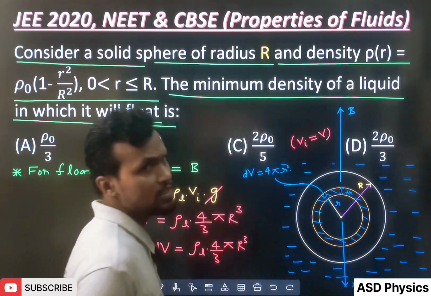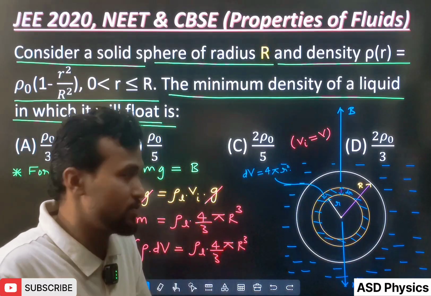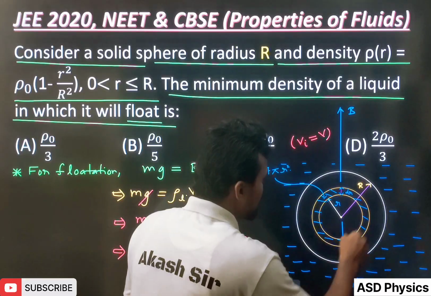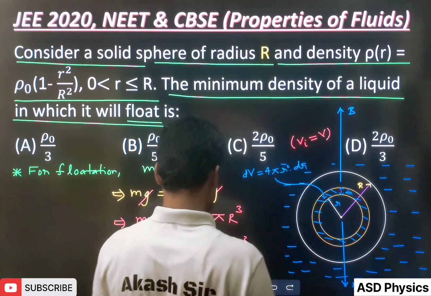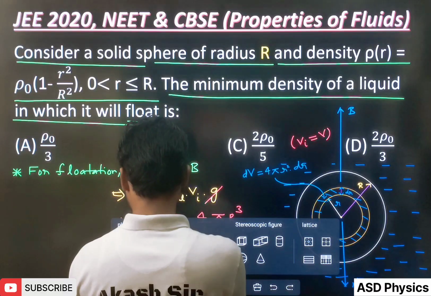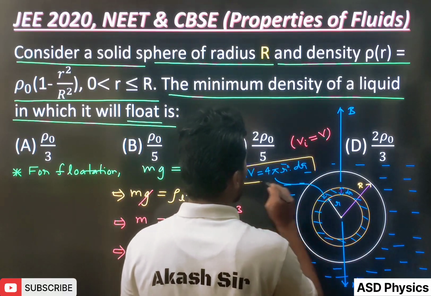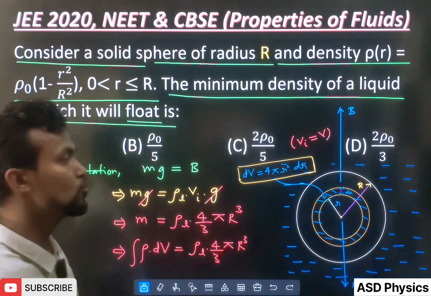Area of the inner sphere. Actually, if you think about the ring, it is just like a hollow sphere. So how much is the area here? 4 pi r square. Thickness how much? dr. So when you multiply 4 pi r square into dr, you will get the very small volume. dV equal to 4 pi r square into dr.